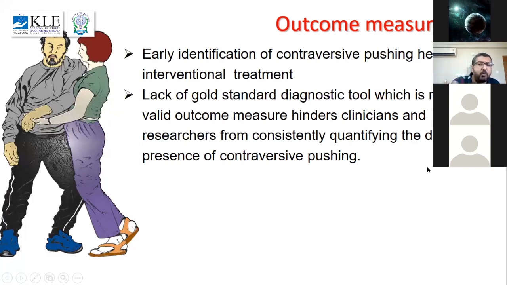Now, outcome measures, I don't want to go into that. There are three or four outcome measures available, but none of them are gold standards. When you say gold standard, it should be reliable, it should be valid, and it should be able to identify even nominal changes that happen with regard to the intervention or the management. So you don't have any gold standard diagnostic tool.